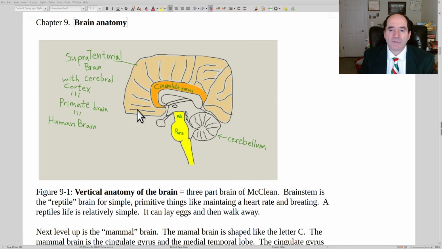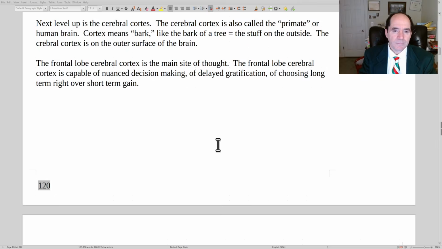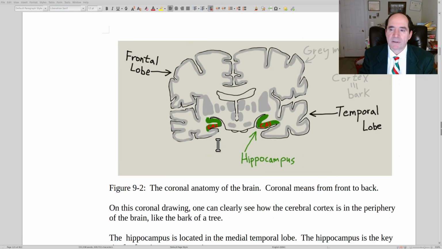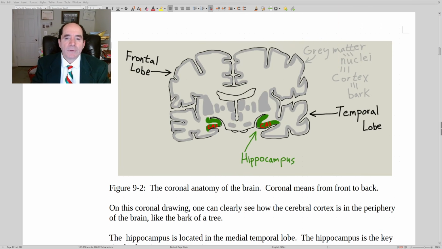Okay, so that's the brain from front to back. Now we're going to talk about the brain from side to side. We'll talk a little bit about the right brain and the left brain.